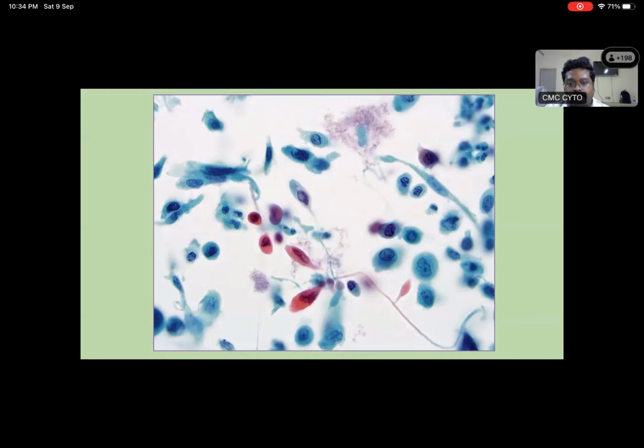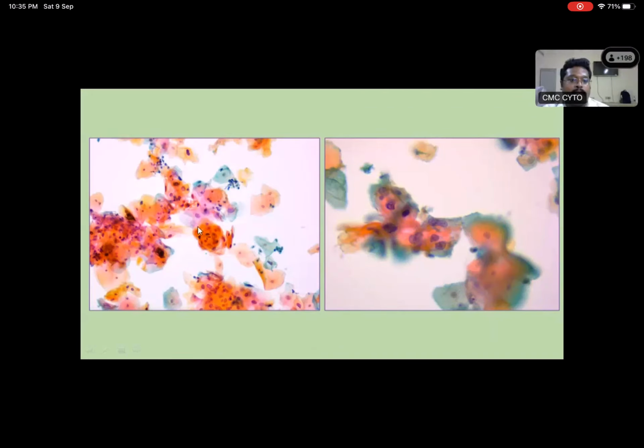Yeah, like this. You can see this granular material in the background clinging to the cells, right? Yes, sir. So this is tumor diathesis. Again, coming here, what is this structure? The pearl. Yeah, so it's a squamous pearl. And here you can see very abnormal looking squamous cells, right?